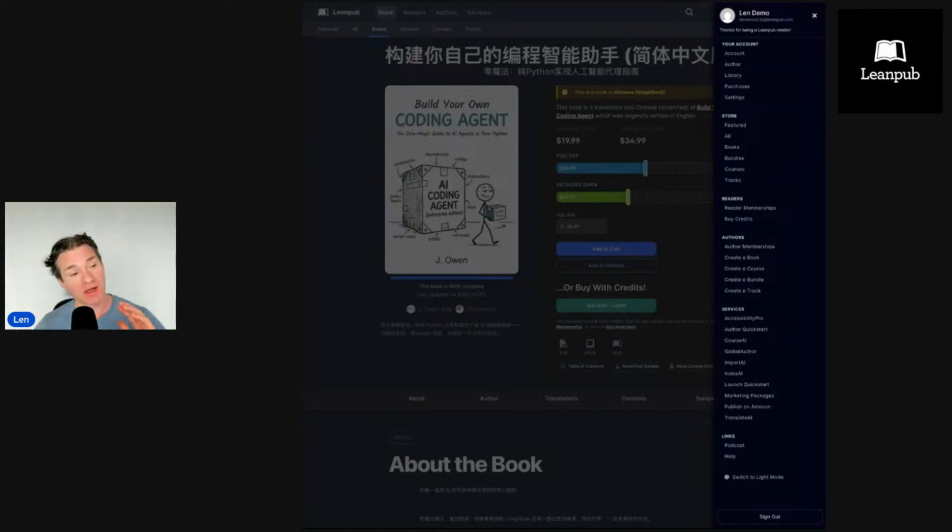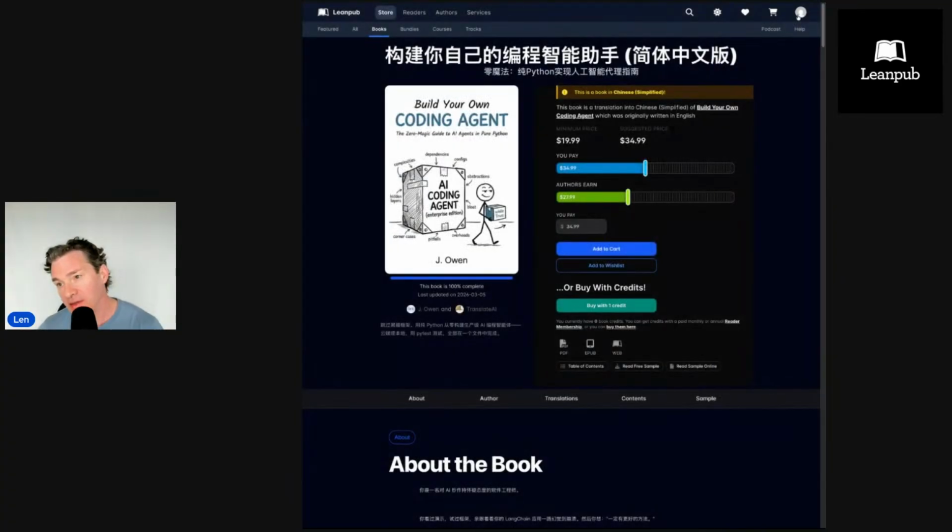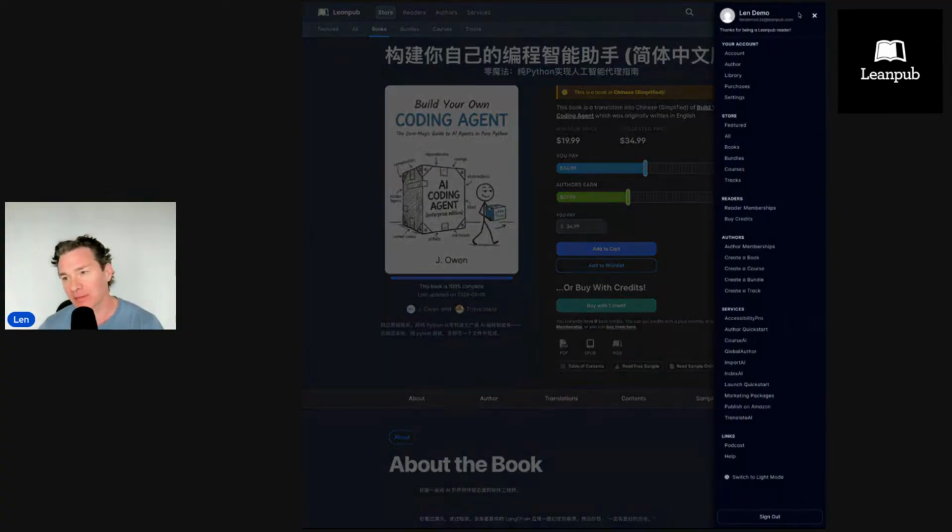Some people are just going to be creators. Some people are just going to be consumers. How you merge that together is an interesting design issue. The way we've done it now is there's a big menu on the top left, I used to call this the escape hatch, that shows you account stuff, store stuff, readers stuff, and authors stuff, and then services stuff, which is for authors. Readers is reader memberships and stuff like that.